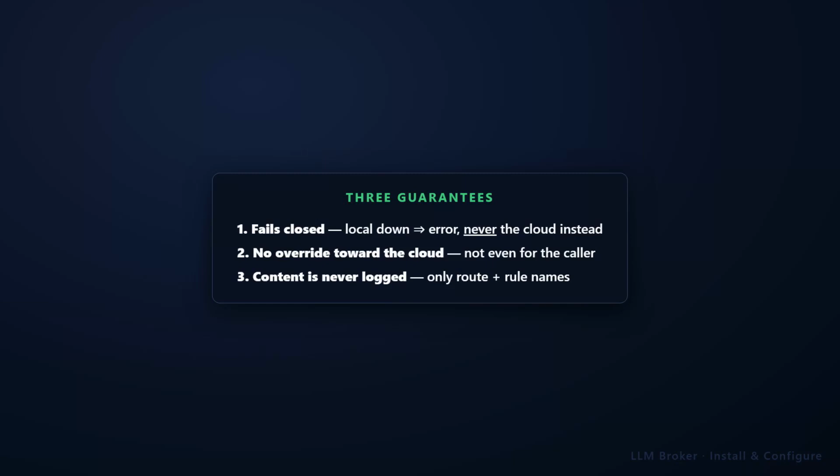The broker fails closed. If the local model is down, a sensitive request gets an error. It is never sent to the cloud instead. There is no override toward the cloud, not even for the caller. And message content is never written to logs, only the routing decision and the names of the rules that fired.